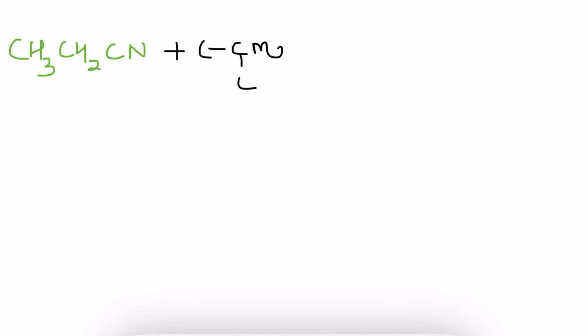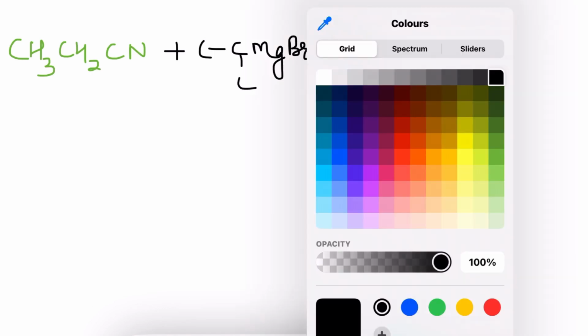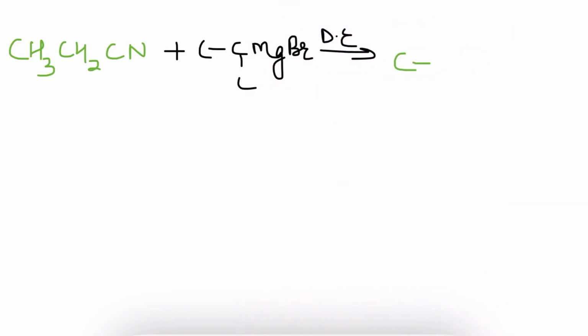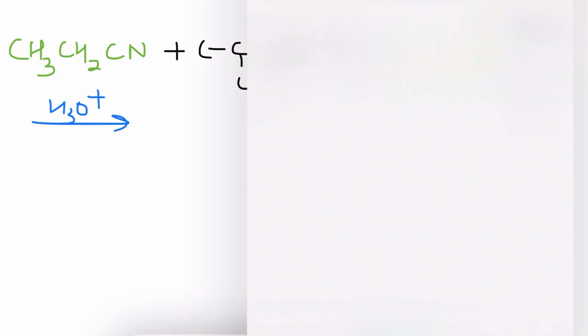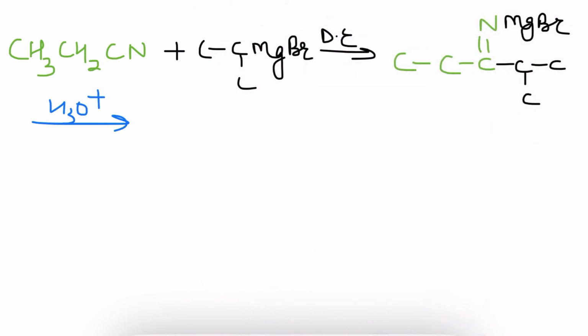Let us do one more conversion for better understanding of the concept. Now I am taking propane nitrile, or you can call it ethyl cyanide, with isopropyl magnesium bromide. This gives an addition product, C double bond N MgBr, with nitrogen on MgBr and the isopropyl part on the carbon. And this compound on hydrolysis produces the required ketone.